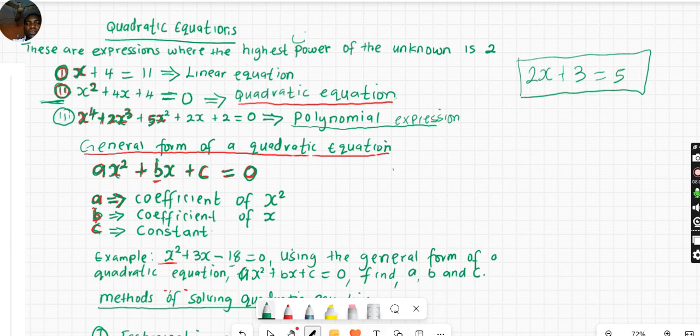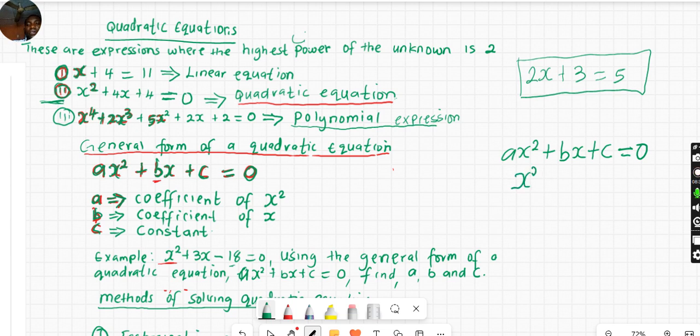This is the general form of a quadratic equation: ax squared plus bx plus c equal to 0. Now let me bring the question up. We're going to compare them. This is the expression of the quadratic equation now.